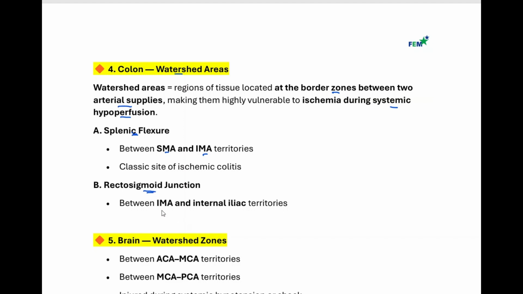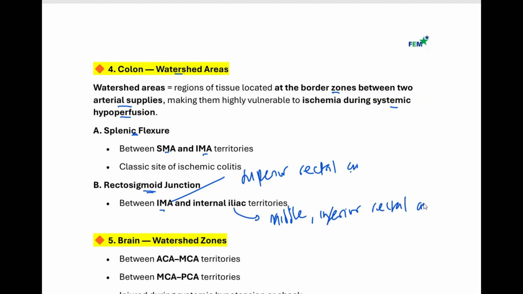That's the junction whereby you have the last branch of the inferior mesenteric artery, which is the superior rectal artery, and then the middle and inferior rectal arteries. Those two, the middle and the inferior rectal arteries, come from where? They come from the internal iliac. So the junction between both of them is also what? It's also a watershed area, and that will be prone to ischemia. And that's located in the rectosigmoid junction.